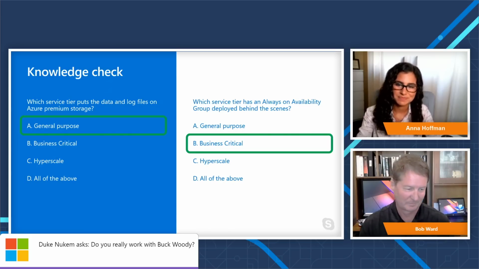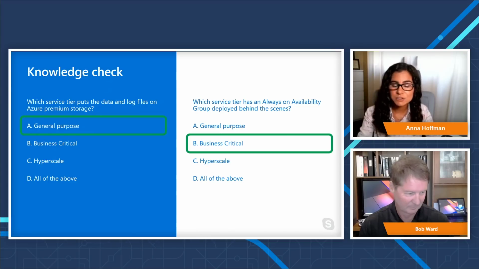So awesome. Now we are going to continue talking about availability. And really, we've talked about the different service tiers.